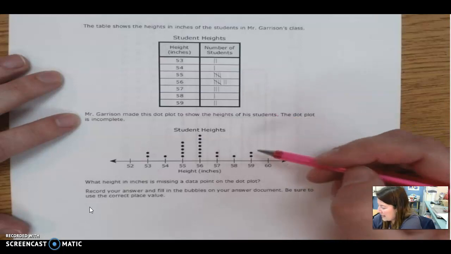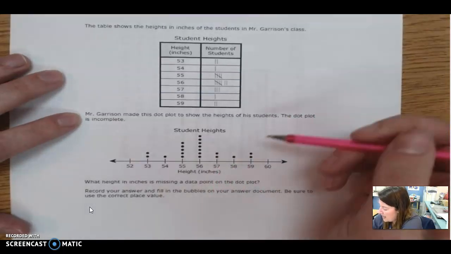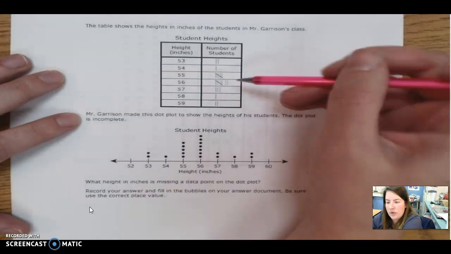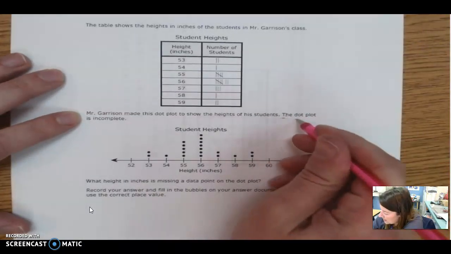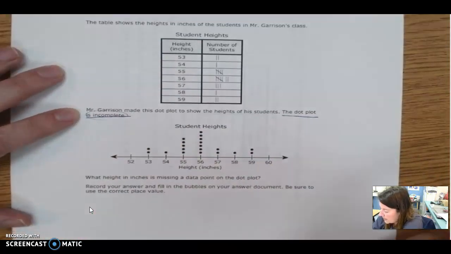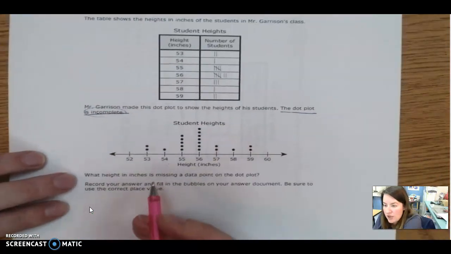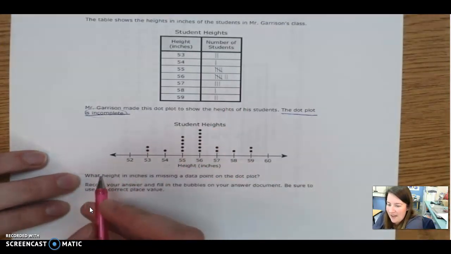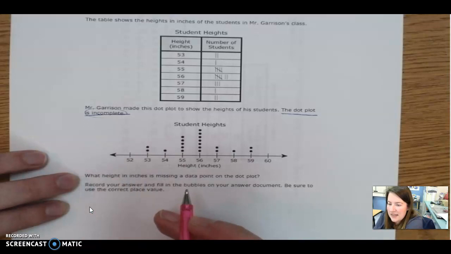The dot plot is incomplete. So he made a dot plot based off of this frequency table. But the story is telling us the dot plot is incomplete, so something's missing. It's our job to check between the frequency table and the dot plot to find which height in inches is the missing data point on this dot plot.